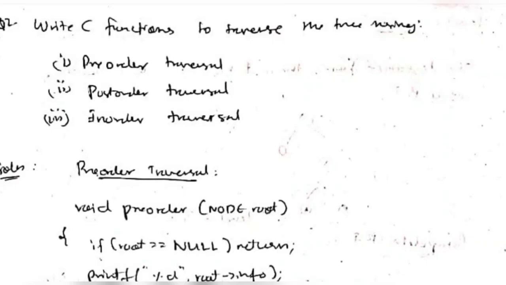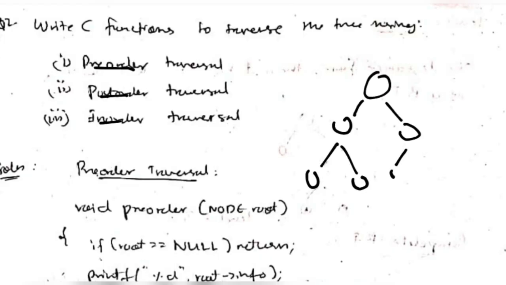Okay, write C functions to traverse the tree using pre-order, post-order and in-order traversal. So suppose that this is the tree, and in this tree we have to travel using pre-order first. For pre-order remember it is N, L, R. N means node, L means left and R means right.